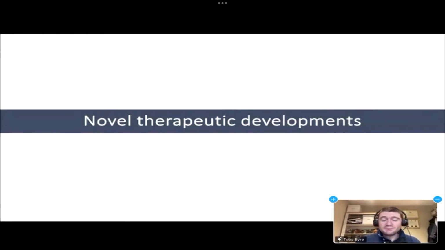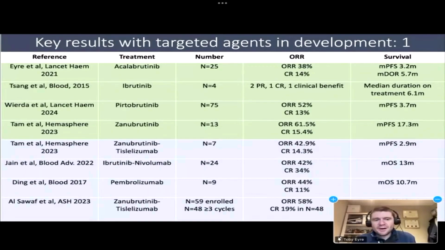So a look to the future. Have we seen anything recently? Have we got novel agents which may change the treatment pathway and the development in Richter's? So the next couple of slides, really a summary slide of the literature looking at different targets and different agents that have been at least studied and are in a degree of development.